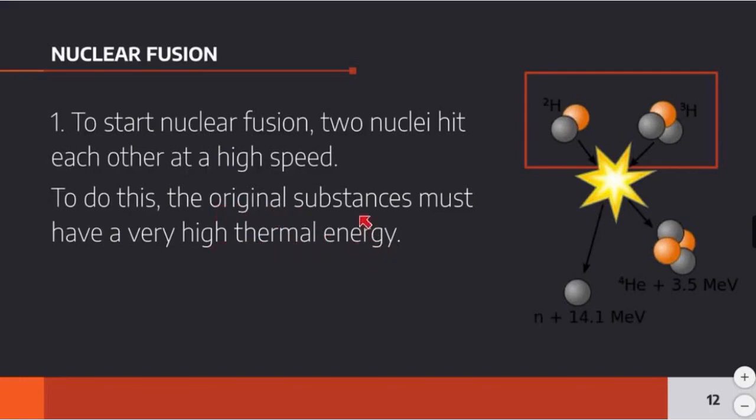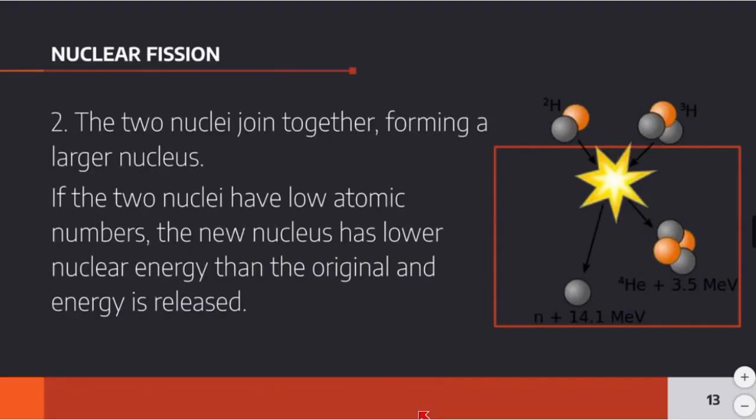So that's the reason why these hydrogen atoms have to be going incredibly fast to be able to slam into each other hard enough to overcome their repulsion and fuse together. So first, two nuclei hit at an incredibly high speed. They collide at a high speed. Two, when they collide, they join together, forming a larger nucleus.